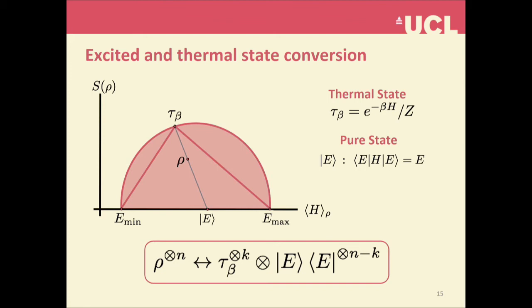Then we will have that n copies of rho are equivalent to a certain number of copies of a thermal state, here k, tensor product a certain number of copies of the excited state. In order to find how many copies of the thermal state we need, we just look at the distance between rho and the thermal state, because k will be proportional to this distance.